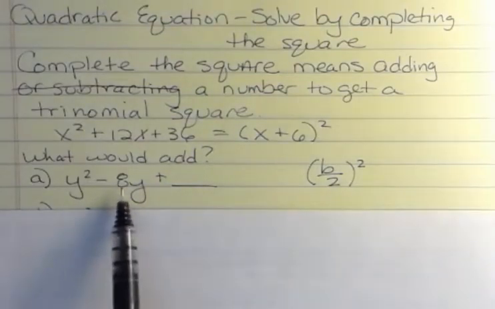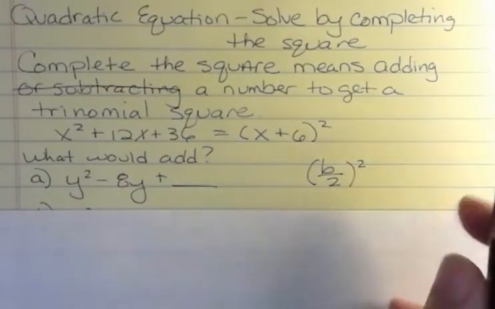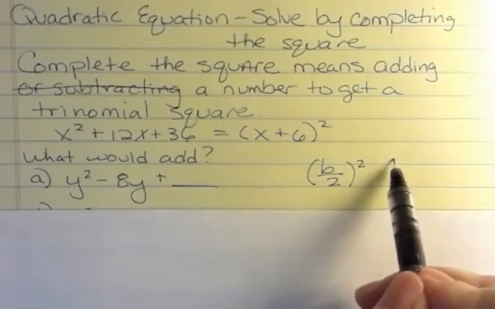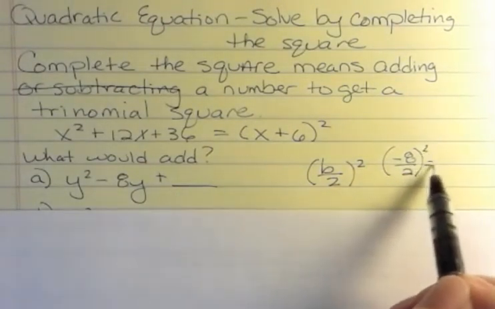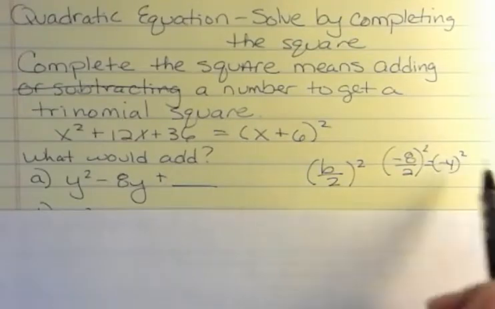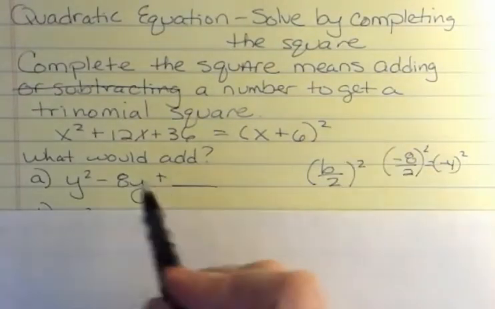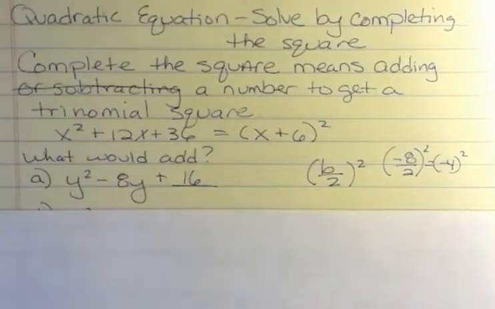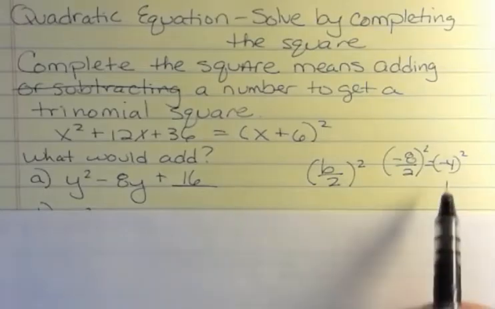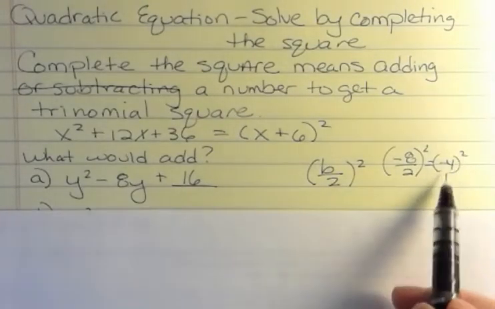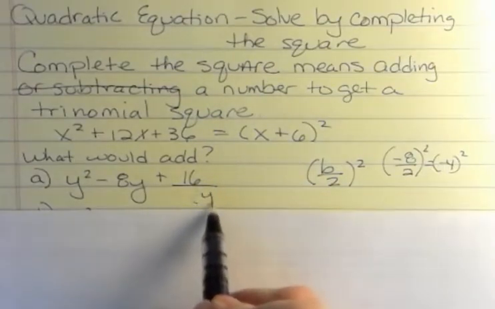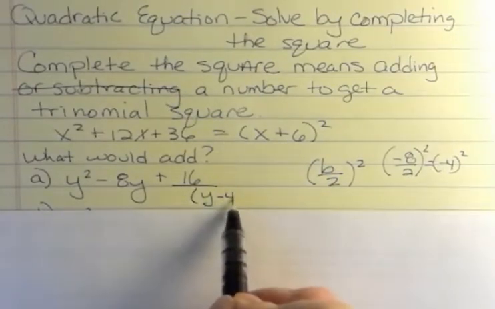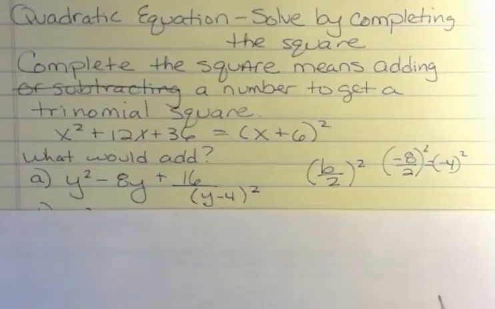What is b here? It's -8. And it doesn't really matter because we're going to square it whether we include the negative. But if I take -8 and divide by 2 and then square it, I get -4 squared. And that gives me 16. So if I add 16 here, then I could factor that. What would it factor to? Well, here's a nice little trick. Whatever you had inside the parentheses before you squared is what's going to be here. So what I'm going to get is y minus 4 squared. That would be the factored form of that.